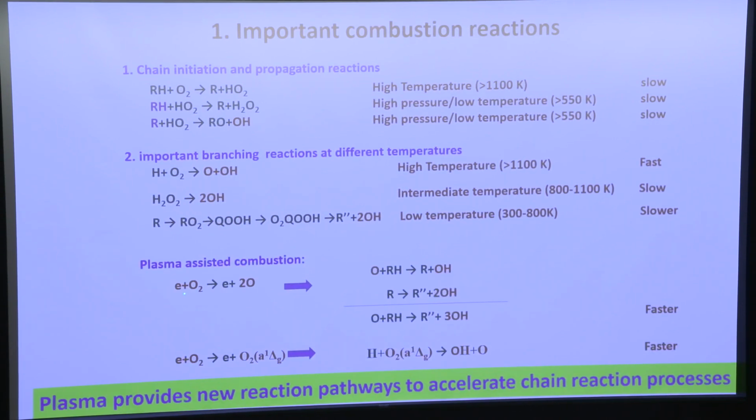If you have an electron impact reaction with oxygen, you generate 2 O atoms. One O atom will abstract an H from the fuel, generating OH. Then the low temperature chemistry can generate 2 OHs. So in the end, 1 O radical at low temperature gives you 3 OH, which makes the reaction faster, right? This is the plasma effect. Also, the electronic excitation of oxygen, the O2 singlet, affects the H plus O2 reaction. This reaction is faster than this one.